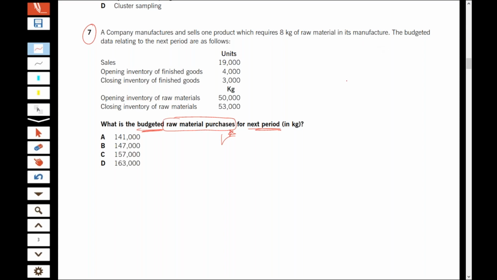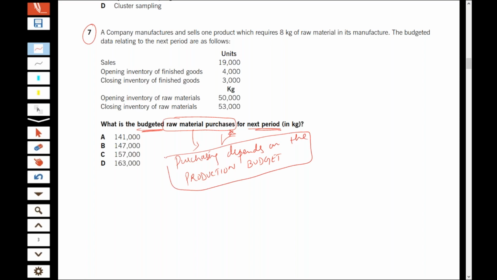As you remember, we had covered the budgeting, and I have covered the maximum portion of the budgeting. Material purchasing depends on the production budget, and we do not have the production budget up till now. So we need to make a production budget first.